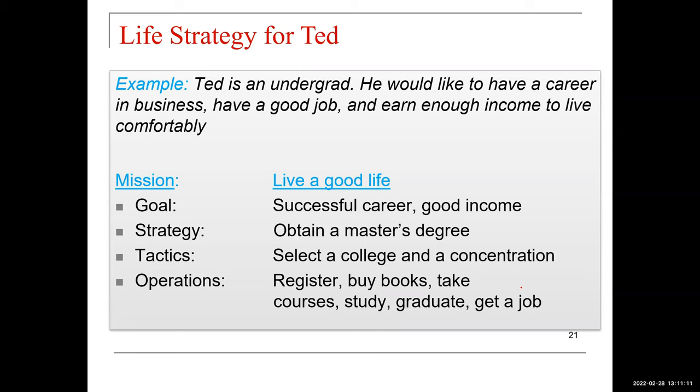So: mission statement, strategy, tactics, and operational decisions. A life strategy for Ted is an example. Ted is an undergrad. He would like to have a career in business, to have a good job and earn enough income to live comfortably. I don't know if this sounds familiar, but as an undergrad, I thought along these lines too. If you split this into goal, strategy, tactics, and operations: the goal is a successful career with a good income; the strategy is maybe to obtain a bachelor's degree, maybe a master's degree; the tactics are to select a college and concentration; the operations are to register, buy books, take courses, study, graduate, and get a job. So not only at the supply chain level, but also at the personal level, you can have the same type of planning mindset.